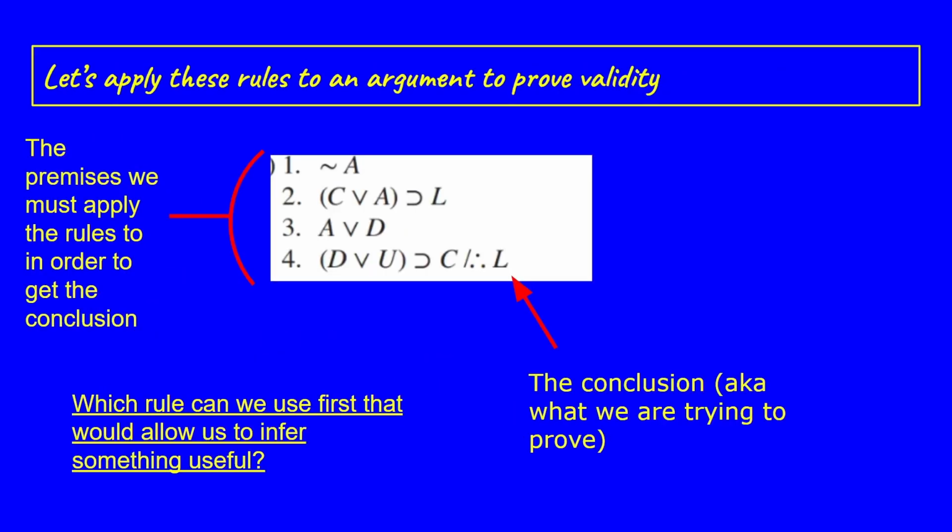Let's try and apply all these rules to an argument to prove validity. When given an argument, there are two things you must look at. First, the premises that you will be applying the rules to in order to get the conclusion. Second, if you look at the bottom right, you'll see the conclusion, which is what you're trying to prove. In this case, it's L. We are looking for rules that we can use to infer information that will let us infer L. The first step is to look really closely at the premises and try to figure out which rules we can use to make progress.